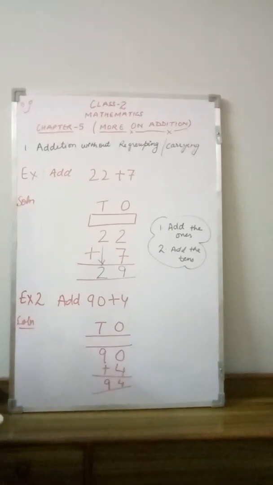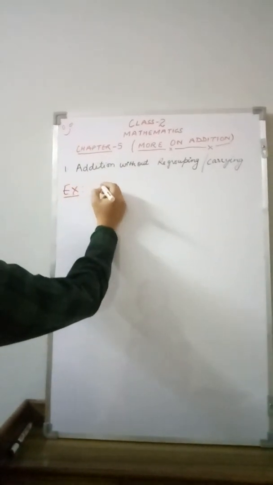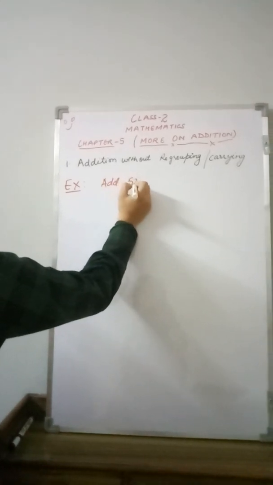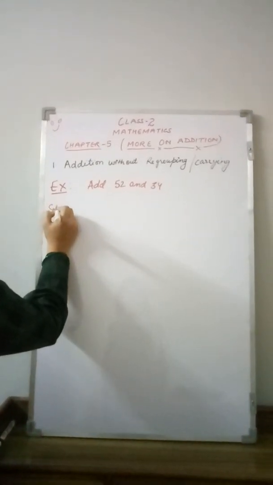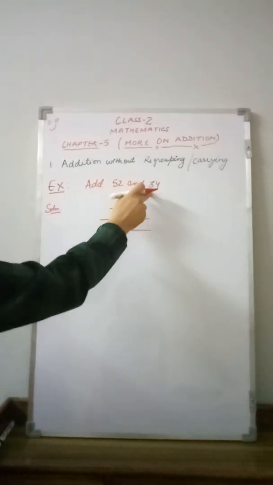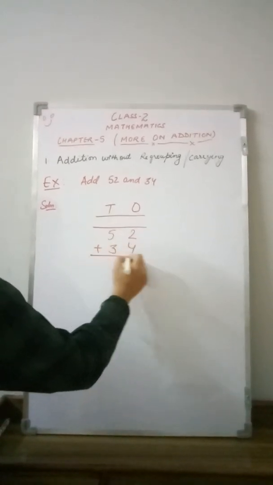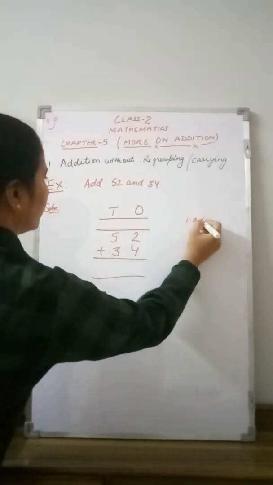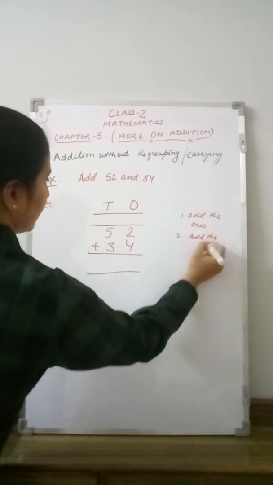Let's take one more example, students, but in this example I have taken both numbers of 2 digits. So my question is add 52 and 34. This time both the numbers are 2-digit, but the method is again the same. First of all, write ones and tens place, leave one line here. Now start writing the number 52 and then 34. The methods are same. First add the ones and second add the tens.